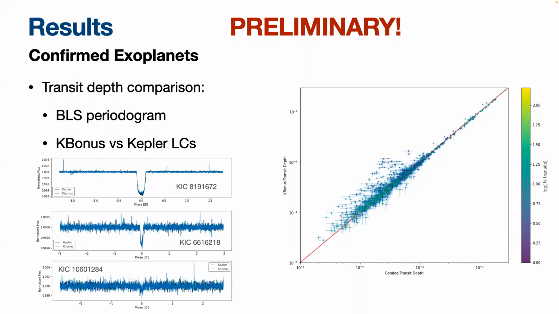And those light curves on the left again show some of these examples. In blue is our light curve, in black is the Kepler one. It's great to see that we can recover Kepler light curves with a similar signal to noise ratio and a similar transit depth. Sometimes we even do better. Sometimes we don't, it depends.